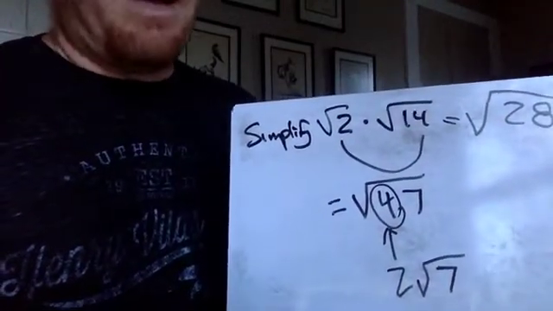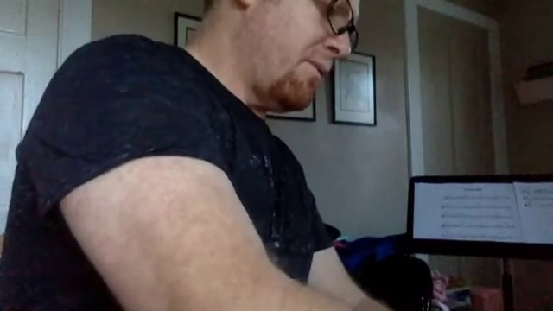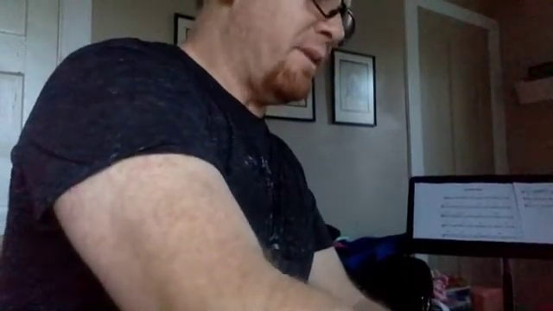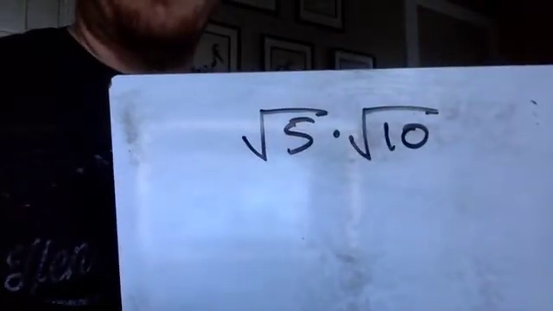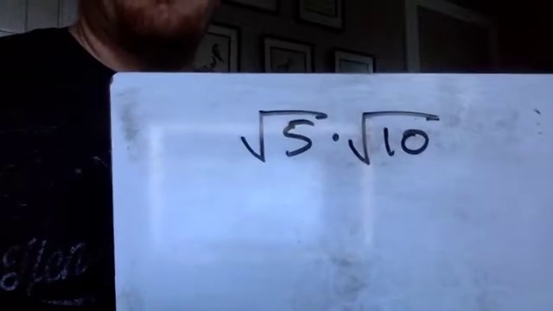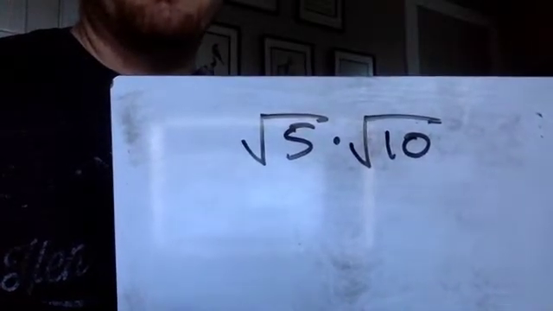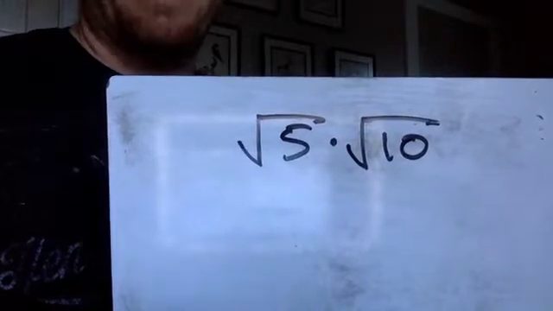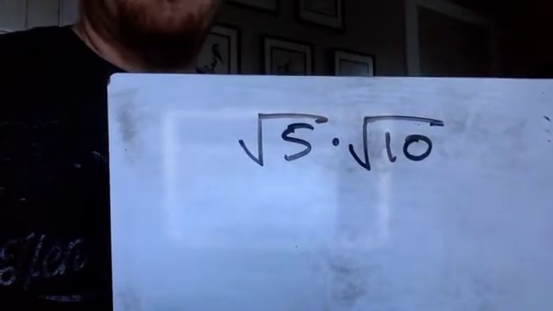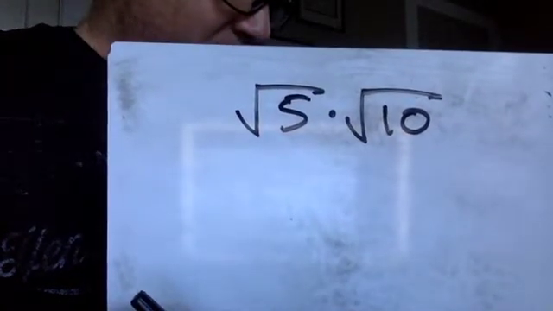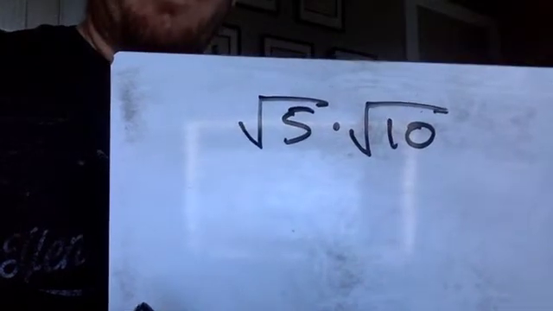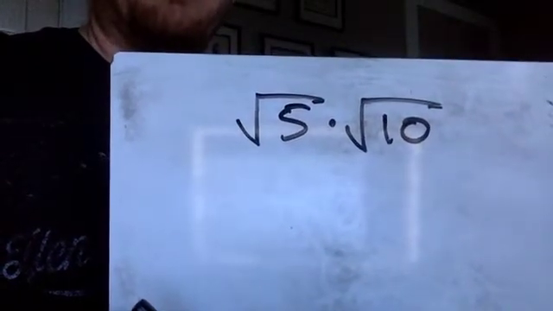All right, so why don't we try one? What you're going to have to do is multiply them together and then simplify them. So here is your problem. Try this on your own. Write this down, pause the video, and then let's try it together. So you've got the square root of 5 times the square root of 10. That little product rule says that we can go 5 times 10 and put it under one radical sign. So we're going to do that first.